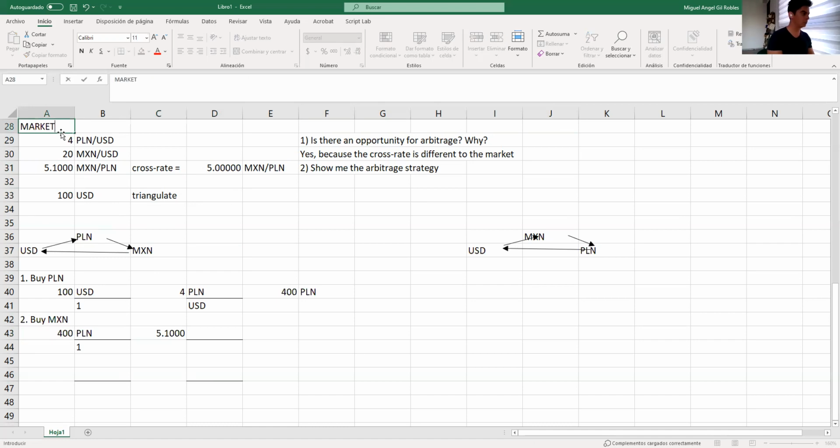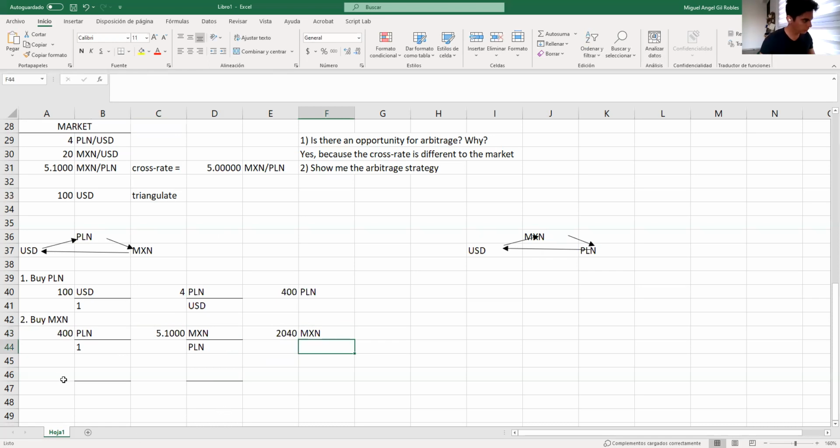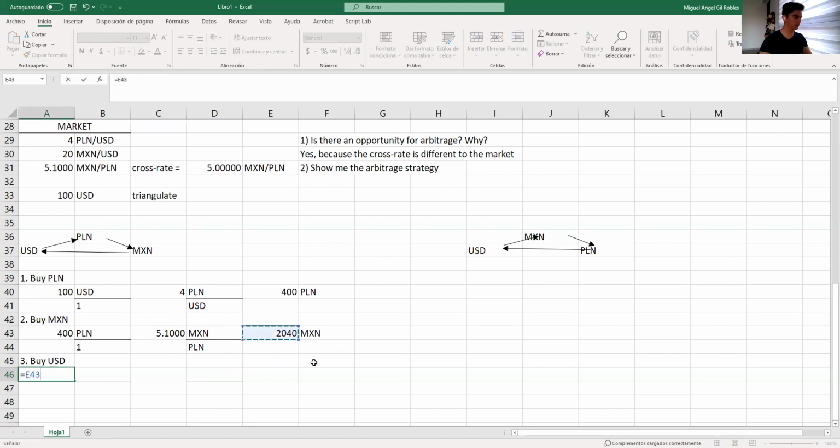These are market quotes, okay? These ones are market quotes, these 3. So use the market, 5.1. This is peso over zloty. Again, multiply or divide, so it will be multiplying because it's on top and not the bottom, and this will give you 2,040 pesos.